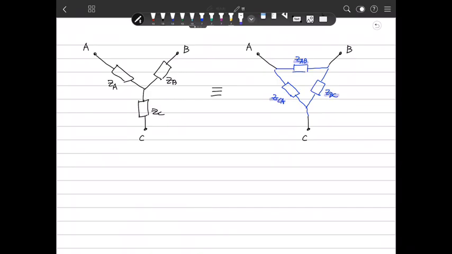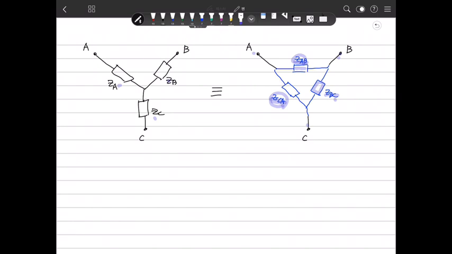The notation is that this impedance is connected between A and B, so the name is GAB, and this impedance is connected between A and C, so that is GCA. And in the same way, this impedance is connected between B and C, so we define the name GBC. So our target is to find the GAB, GCA, GBC to be identical with the Y connection GA, GB, and GC.